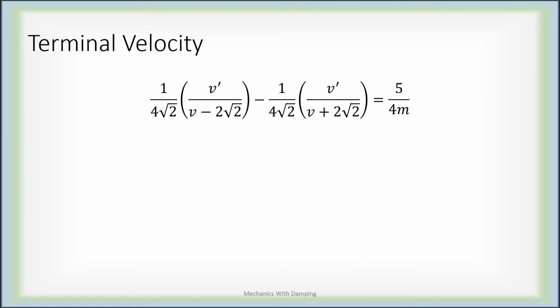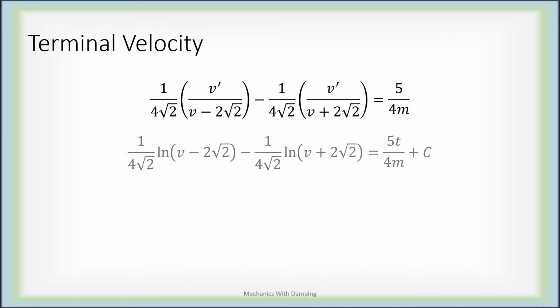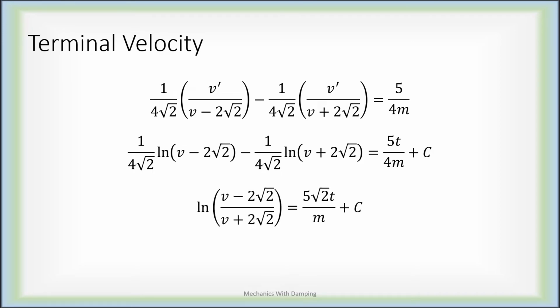So here's the differential equation we have after partial fraction decomposition. Integrating both sides, we just get 1 over 4 root 2 as this constant hanging around, times log of v minus 2 root 2 minus log of v plus 2 root 2. And on the right, we just get 5t over 4m plus an unknown constant. Combining the two logarithms into one term and multiplying the 4 root 2 over to the other side, we end up with the log of this ratio is 5 root 2 times t over m plus a constant c. We then exponentiate both sides, and as we typically do, e to the c gets pulled out as just some positive constant a.